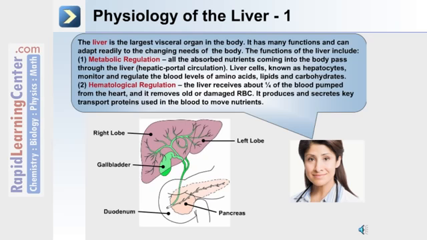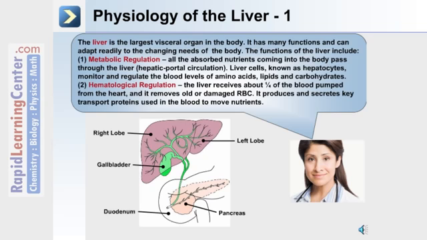The liver is the largest visceral organ in the body. It has many functions. The functions of the liver include: number 1, metabolic regulation, as well as number 2, hematological regulation. Within metabolic regulation, all the absorbed nutrients coming into the body pass through the hepatic portal circulation and enter the liver. Hepatocytes within the liver monitor and regulate blood levels of amino acids, lipids, and carbohydrates.